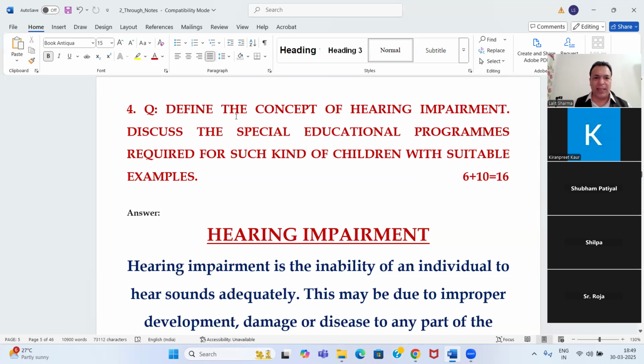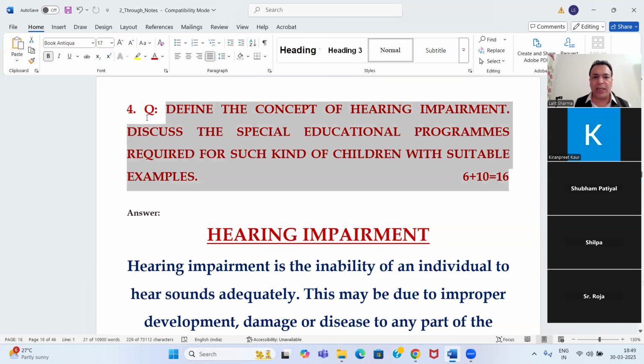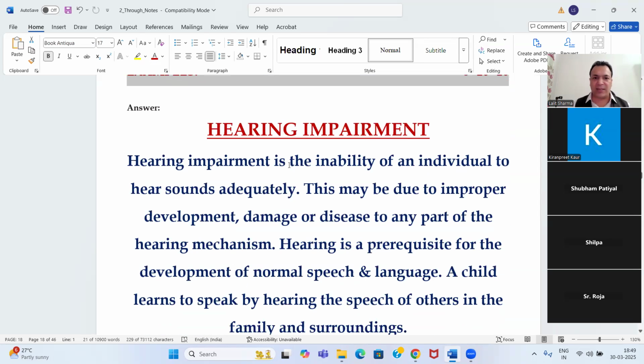Directly from the questions. The question always comes: define the concept of hearing impairment, discuss the special education programs required for such kind of children with suitable example. First we have to define hearing impairment, as the question demands, then the problems, then in detail we have to discuss what the educational programs needed for inclusive education or for the special students are, with suitable example. Okay, first we discuss hearing impairment.